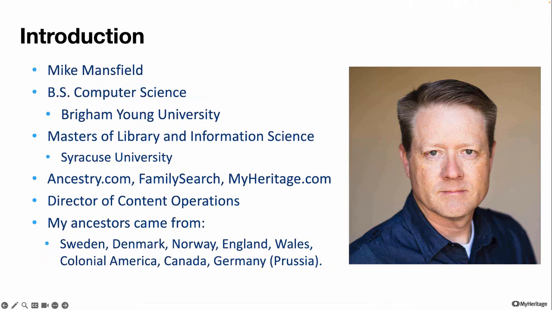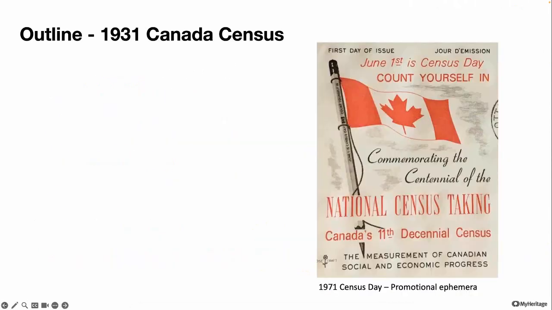At MyHeritage, I'm the Director of Content Operations, and whenever I speak to people at conferences or at events, I always like to talk to them about where their family came from. I can't do that here with you, but mine come from Sweden, Denmark, Norway, England, Wales, colonial America, Canada. Specifically my paternal surname ancestor, my Mansfield, immigrated to Ontario in 1831 when he came over with a land grant from Surrey, England, and then a few family also from Germany, or what was Prussia at the time.